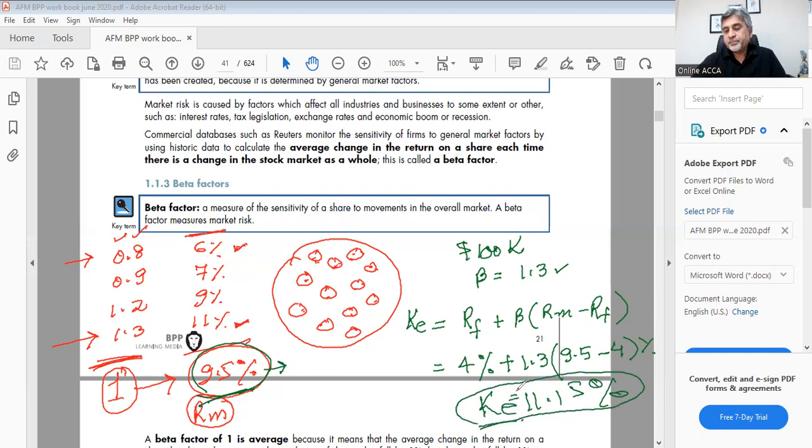So for a project with a beta value of 1.3, a risk-free rate of 4% and RM of 9.5%, we expect for this particular project 11.15%, okay? 11.15%. We call this formula CAPM, capital asset pricing model, and we got 11.15%. I think that you people remember this from your FM. If you have any question until here, please ask me, or I will continue further.